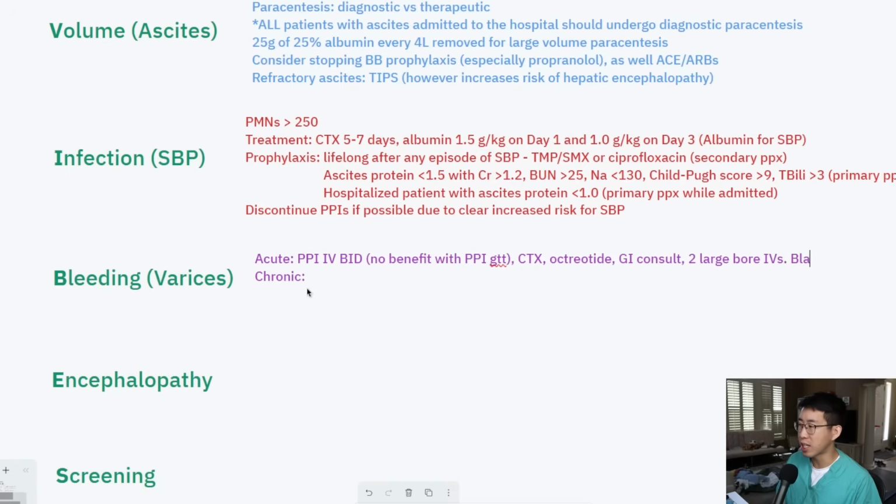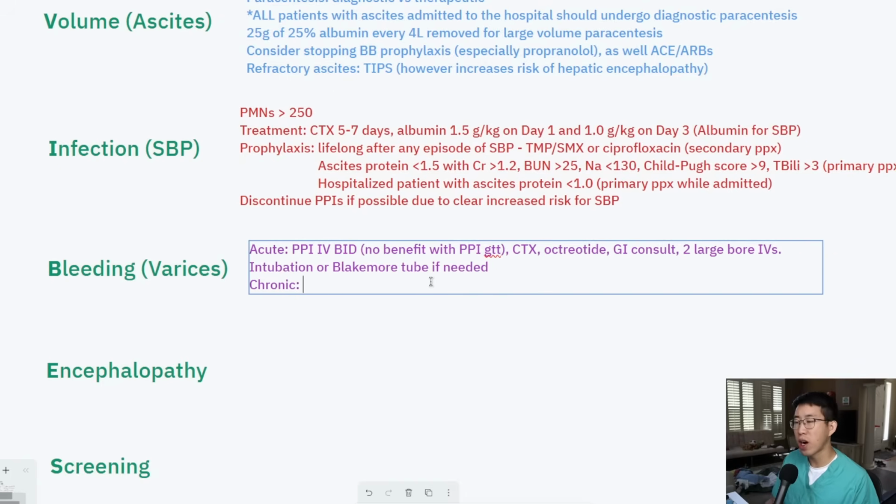There is something interesting that I want you to know about, which is called a Blakemore tube. This is something GI can put in if there's severe bleeding going on. It's basically a balloon that's going to expand in the esophagus and tamponade off that esophageal varices that's bleeding. So if needed, for example, a patient that needs airway protection or is having very severe bleeding, consider intubation or Blakemore tube.